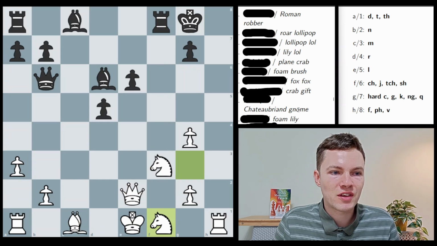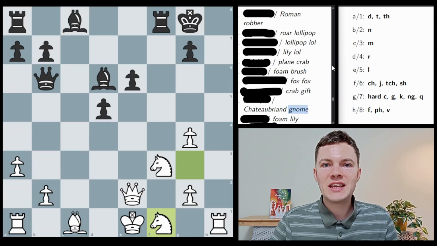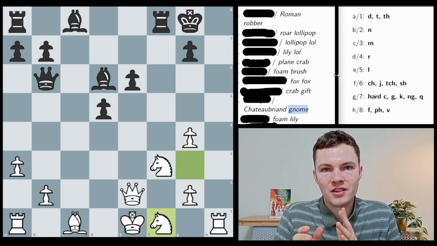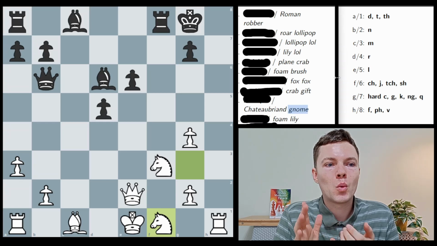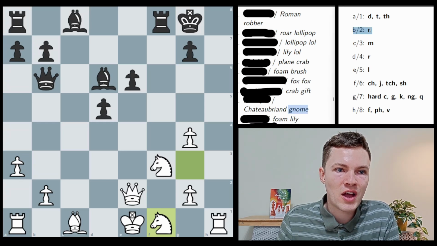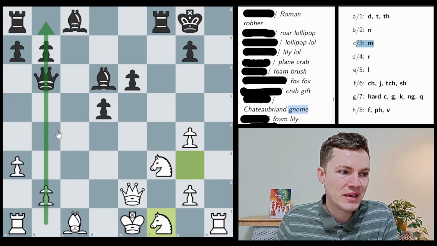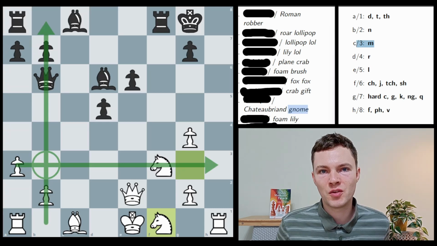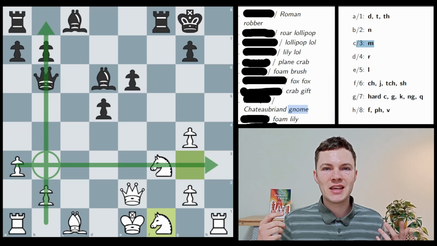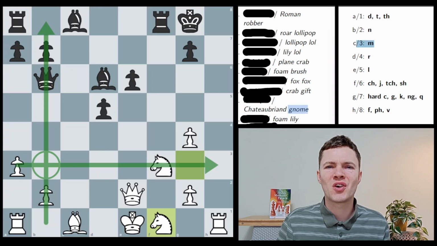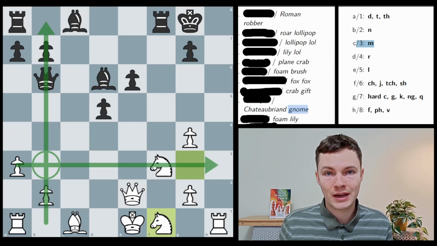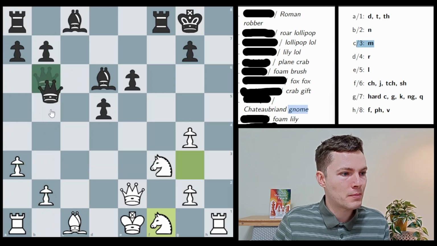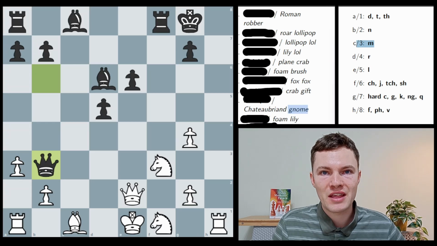Now we have an interesting one, gnome. The G is silent. Apologies to non-native English speakers. And we go by pronunciation. So gnome is n, which is the second file and the third rank. So we're looking at the B3 square. We go by pronunciation because that is much easier to do in your head at the chessboard. You don't want to be counting letters in a word or anything that requires spelling. So this is all done by sounds. And that is why gnome gives us the B3 square. Only one piece can move there, which is the queen, queen to B3.